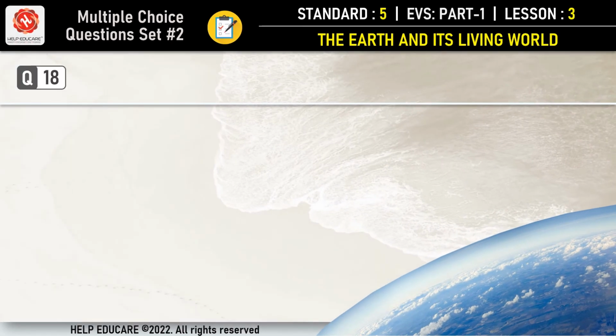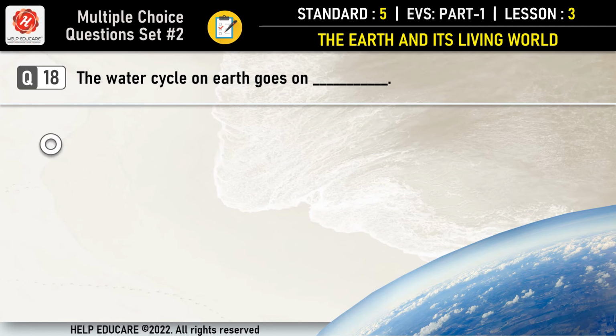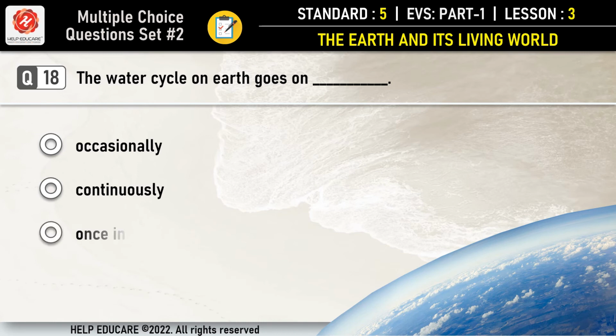Question number 18. The water cycle on Earth goes on dash. First option, occasionally. Second option, continuously. Third option, once in a year. Fourth option, once in a decade.